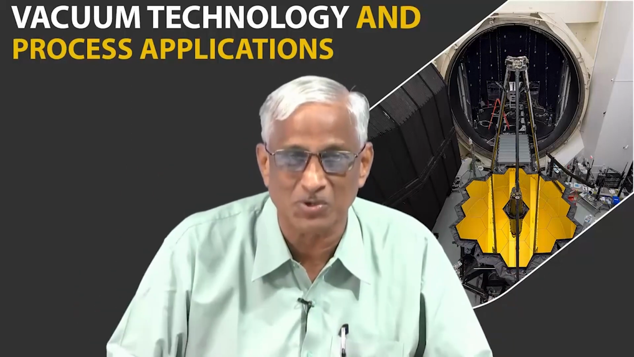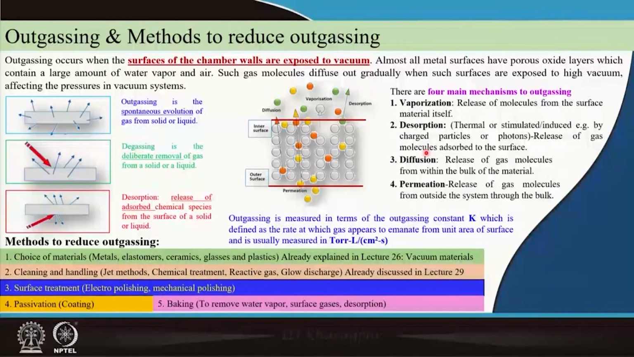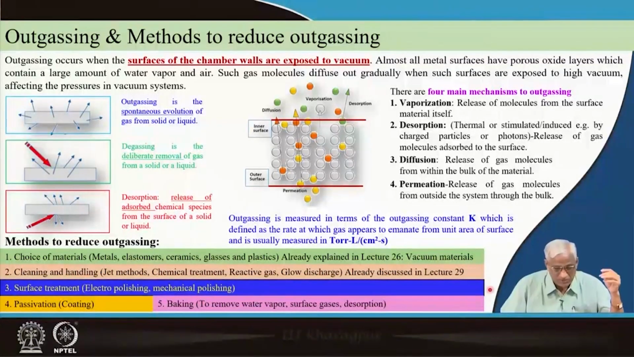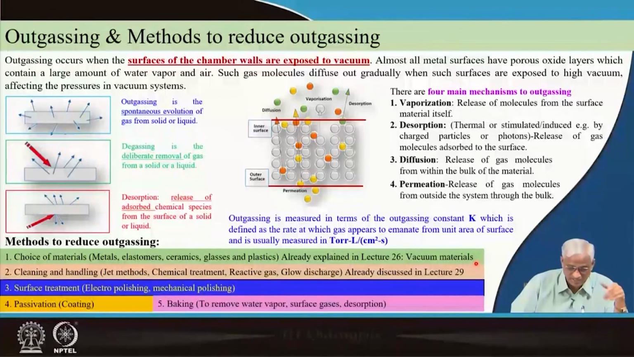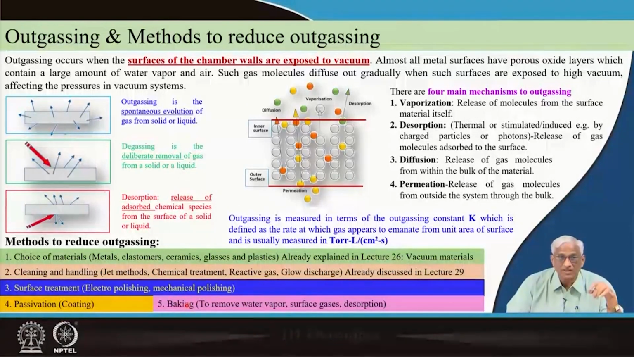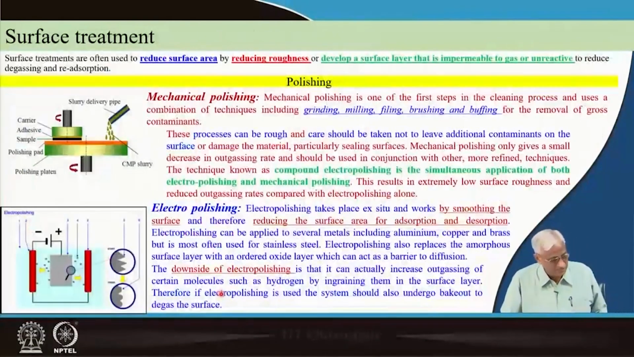We will see all these things in troubleshooting and system design again, because system design covers all these aspects. So, how to take care of all these things, whether at the level of choice of materials or cleaning and handling? These 2 aspects we have already covered in the earlier lectures in this section itself, dealing with materials and cleaning techniques. What we have not covered is surface treatment, passivation and baking, which are advanced processes normally done in high and ultra high vacuum systems. So, we will see what these things are.